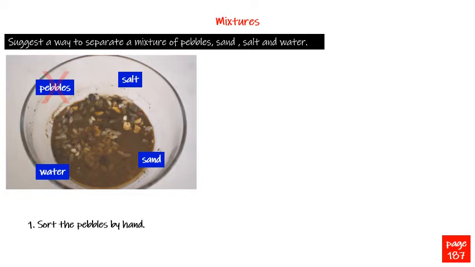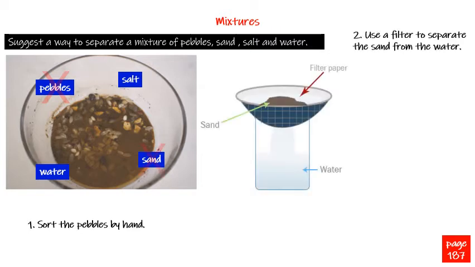What can you do to separate the sand from the salty water? Good job. You can use a filter like we did before. So the paper filter will help us separate the sand from the water, since the filter paper will catch the sand particles and will allow the water to pass through it. This way, we separated sand from salt and water.